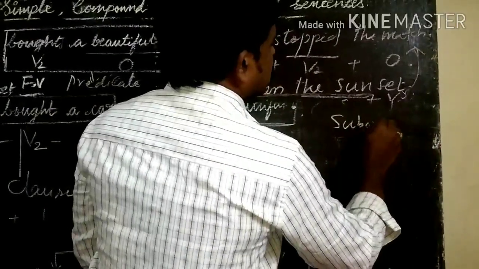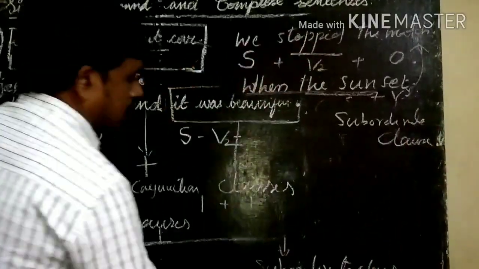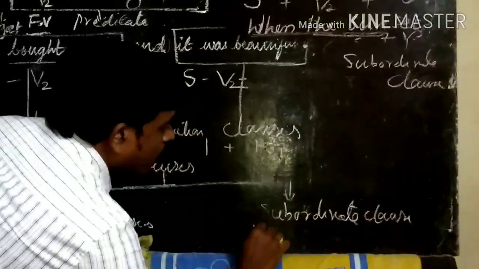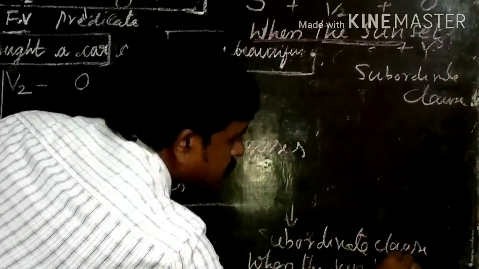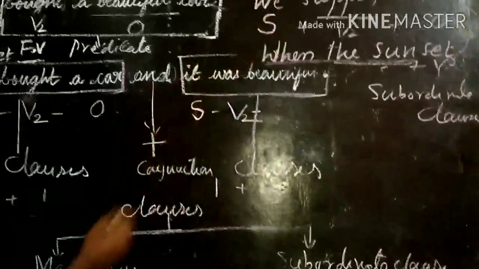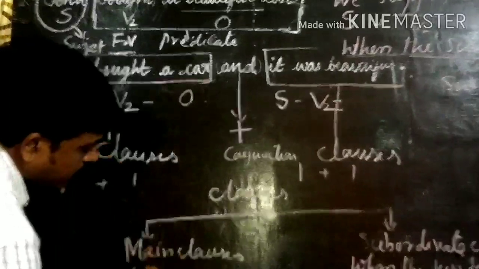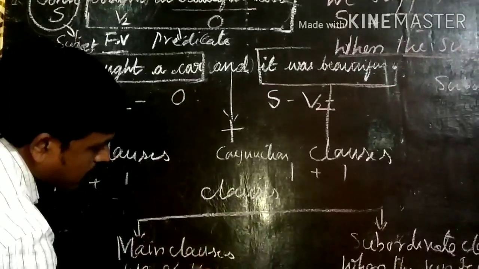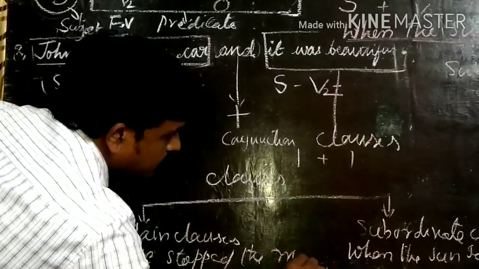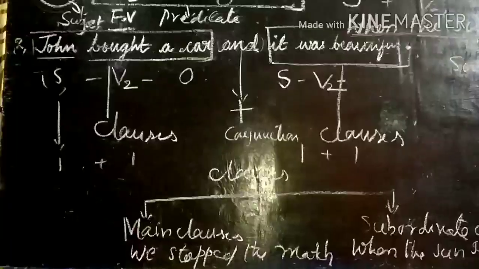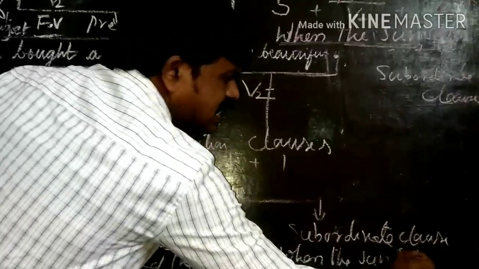Subordinate clause. So let us write this example here. When the sun set. Let us write here the example. We stopped the match. See, this is: we stopped the match when the sun set.